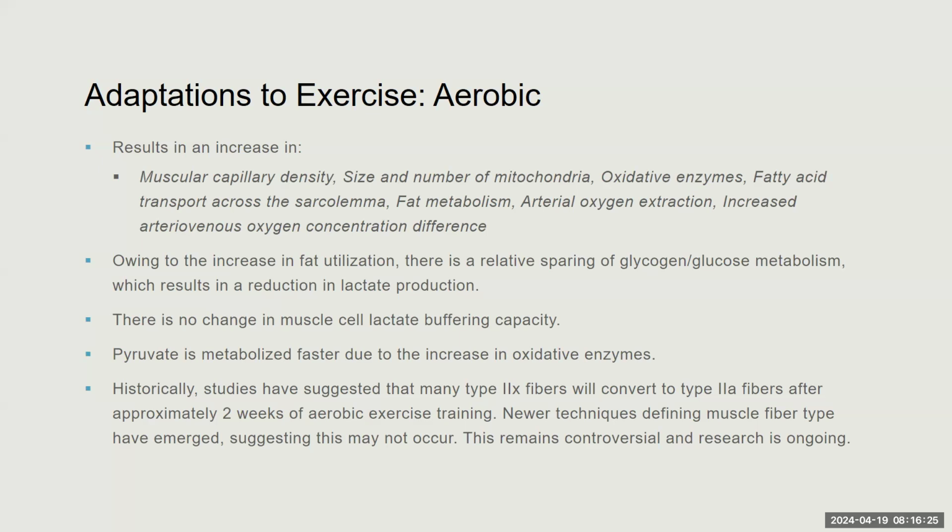So as far as this conversion thing, historically studies have suggested that many type 2X fibers will convert to type 2A fibers after 2 weeks of aerobic training. However, now these newer techniques defining muscle fiber type have emerged, suggesting that this probably doesn't actually happen, but it's controversial and they're still trying to figure it out.